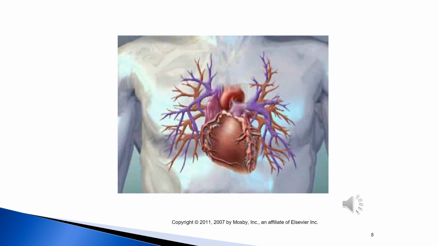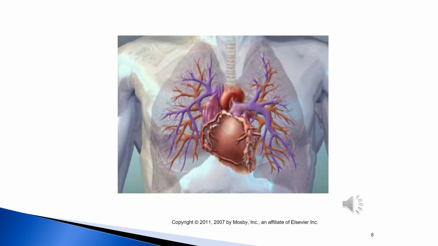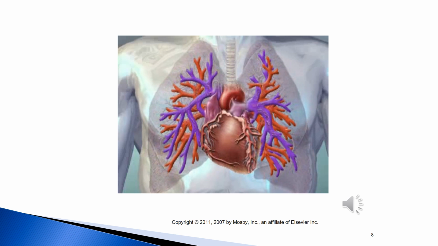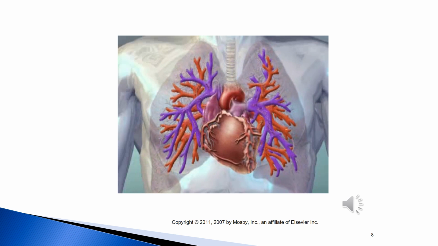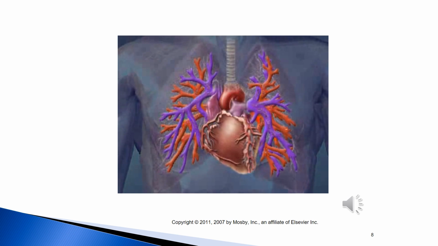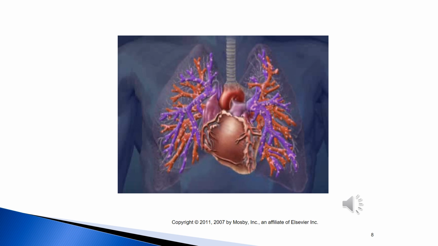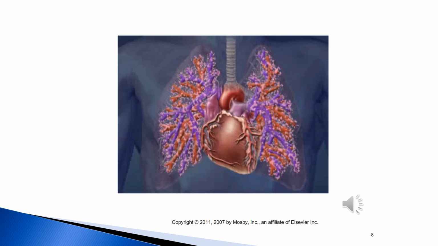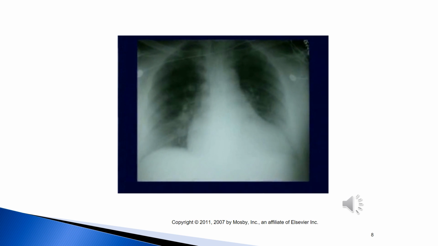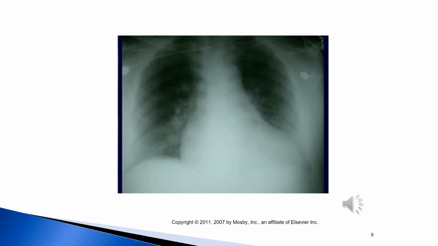Pressure building within the pulmonary circulation can cause capillary fluid to leak gradually into air spaces, resulting in pulmonary edema, which is often a pink, frothy liquid. The superimposed chest radiograph shows the cardiomegaly and the pulmonary edema typical of congestive heart failure.